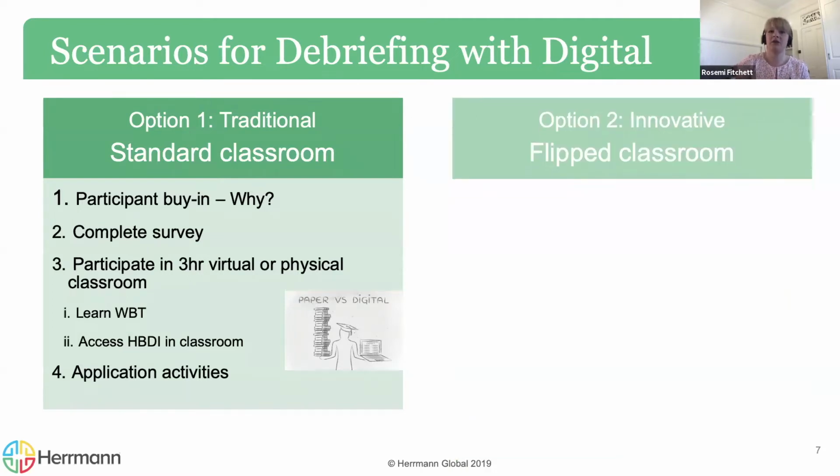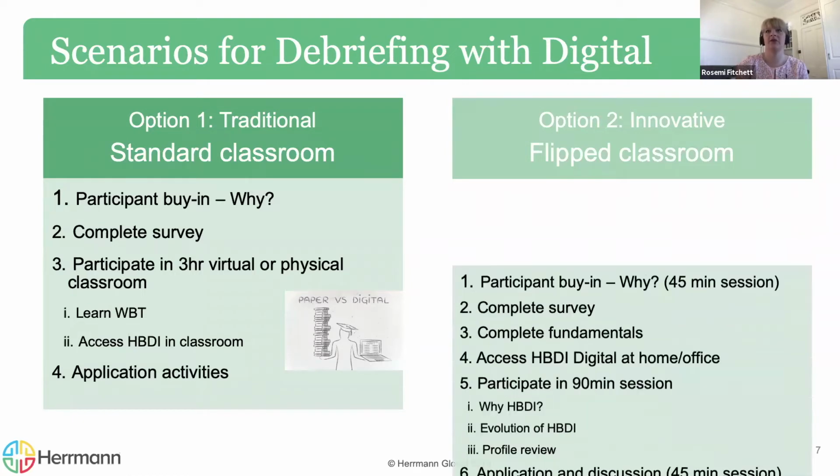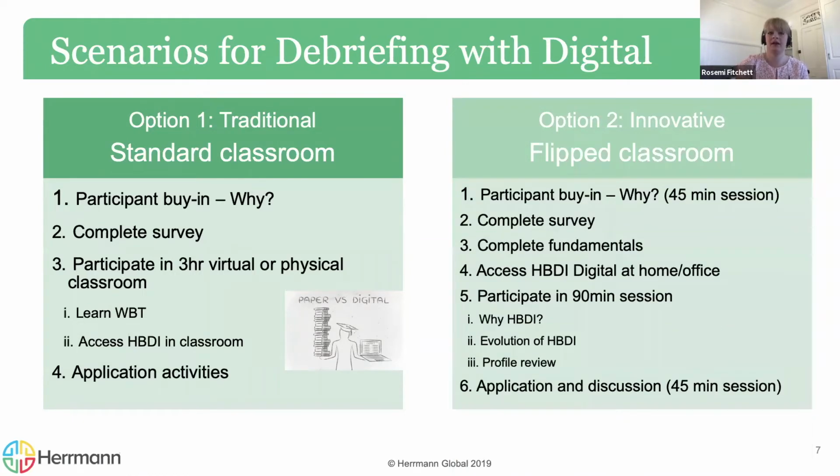The other scenario is the innovative and new option called flipped classroom or flipped learning. So what would happen in this session design is participants would still have buy-in, and how I would run that if it was my choice is I would actually run a 45-minute session virtually before they even complete the survey. I'd use something like Zoom, and I would get them buying into the concepts, the why we're doing it, the bigger picture. And I'd be teaching them things like this isn't about competence, it's about preference. And I'd share those things before they're getting to fill in the survey.